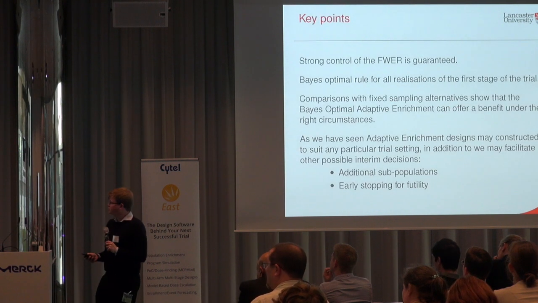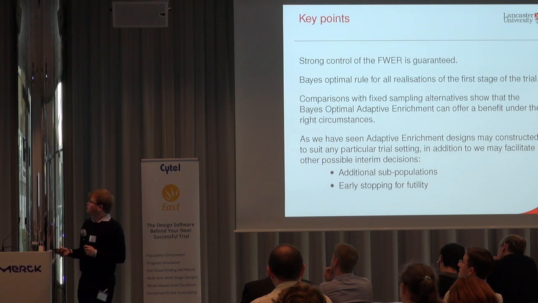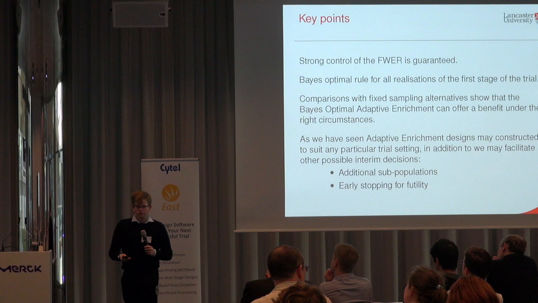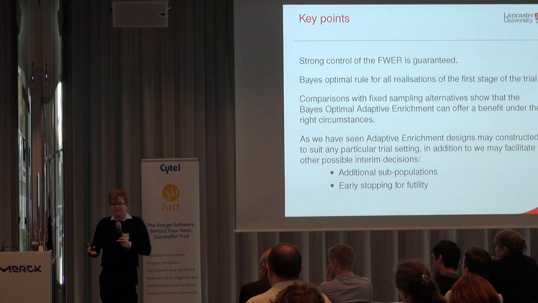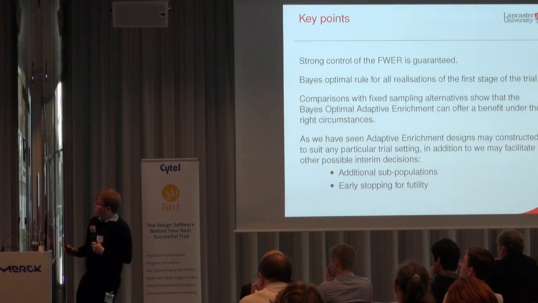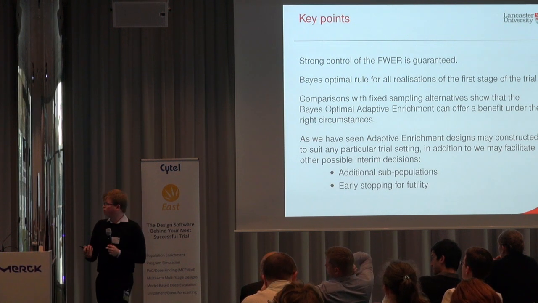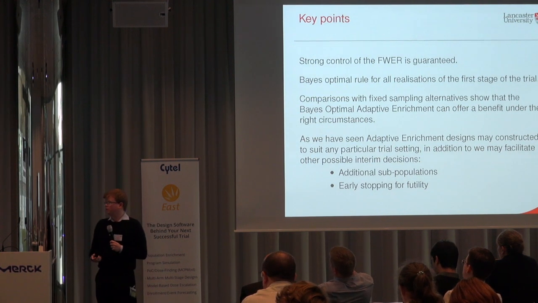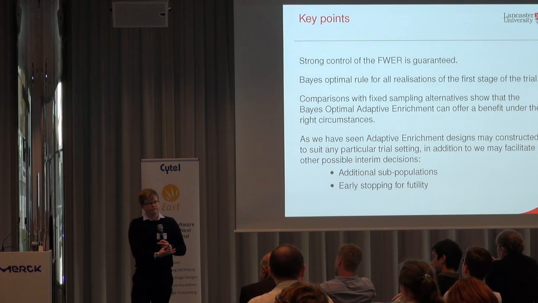So the key points for the adaptive enrichment trial in these cases are strong control of the family-wise error rate must be guaranteed by the hypothesis testing structure for each possible decision. The Bayes optimal rule is then optimal for all realizations of the first stage of the trial, so that by definition it is the optimal way to make that interim decision. And then our comparisons with fixed sampling alternatives have shown that Bayes optimal adaptive enrichment can offer a benefit, but you need to make sure that you're using it under the right circumstances. It doesn't just cure all problems. It's not always wise to use an adaptive trial if there's an obvious solution from a fixed sampling standpoint.